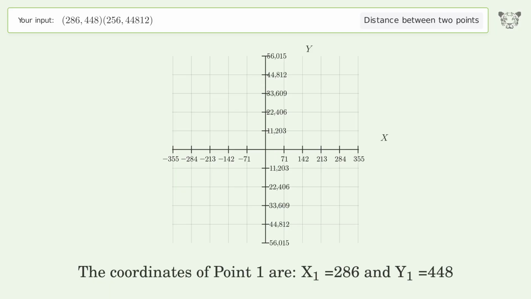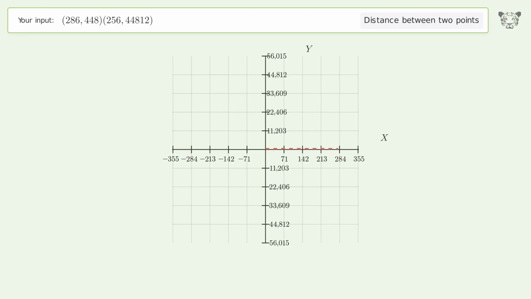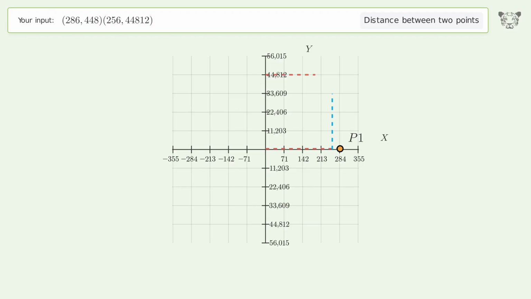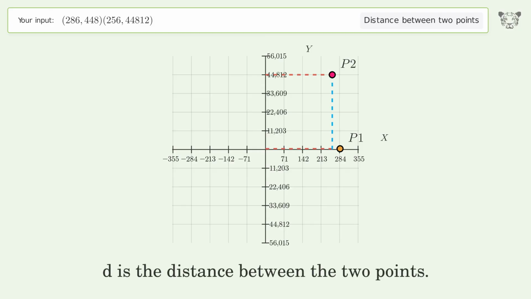The coordinates of point 1 are x1 equals 286 and y1 equals 448. The coordinates of point 2 are x2 equals 256 and y2 equals 44,812. D is the distance between the 2 points.